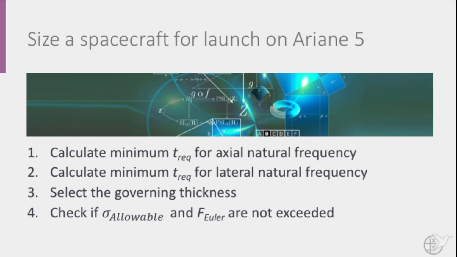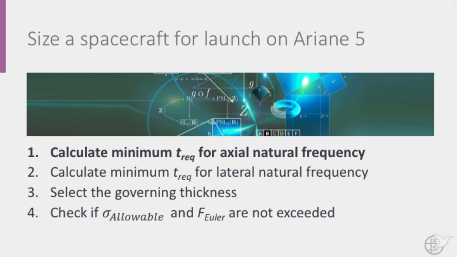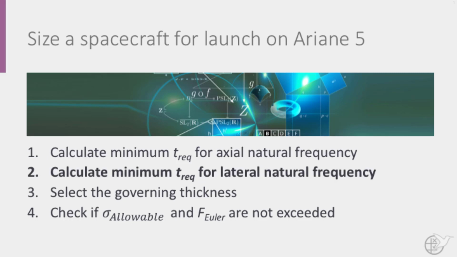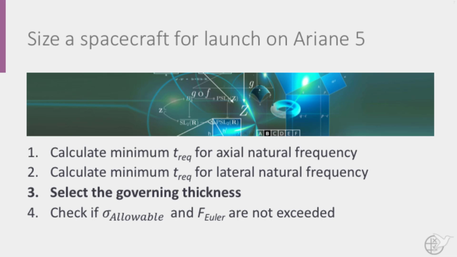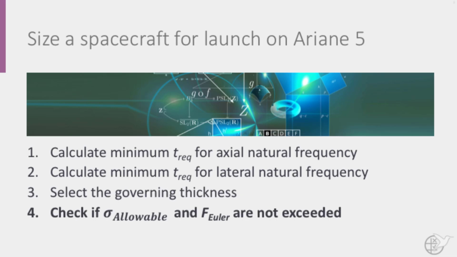The modulus of elasticity for the aluminum used is 72 gigapascal. Our assignment is to preliminarily size a spacecraft for launch in Ariane 5. To do so, we must take the following steps. First, we must calculate the minimum required wall thickness based on the minimum required actual natural frequency. We then repeat this step based on the minimum required lateral frequency. In the third step, we select the governing thickness. And finally, we check that the maximum allowable stress and the Euler buckling load for actual loading are not exceeded.